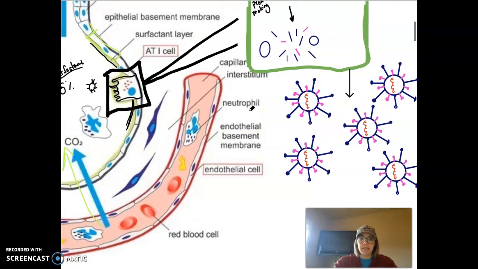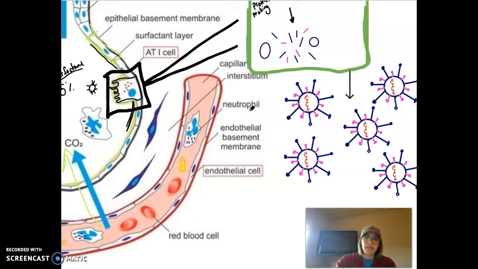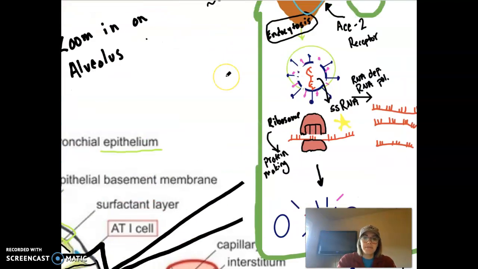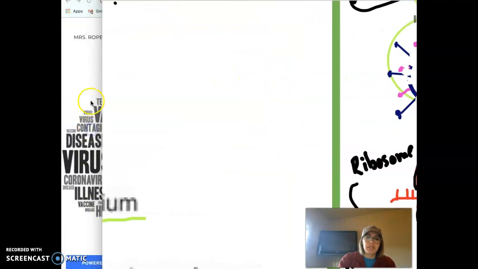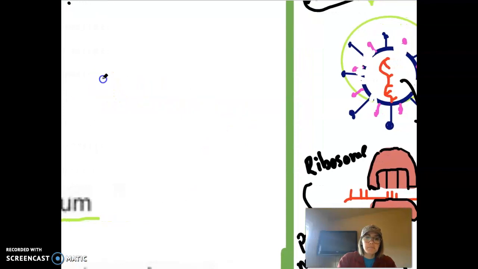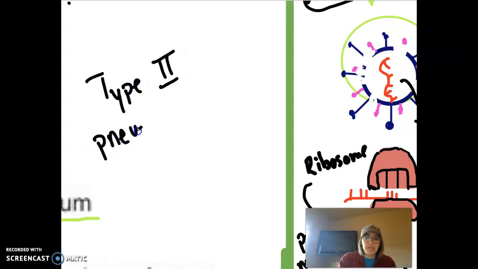As I shared last time, this type 2 pneumocyte that we are working with here, this specific kind of cell, we're looking at the type 2 pneumocyte, and it's the only one in the lungs that has that ACE2 receptor. So it's the only one that can be infected. Type 1 cells are not being infected by this virus.